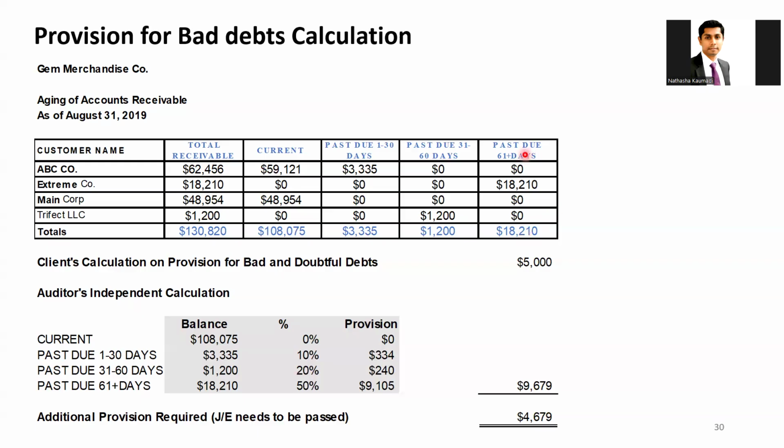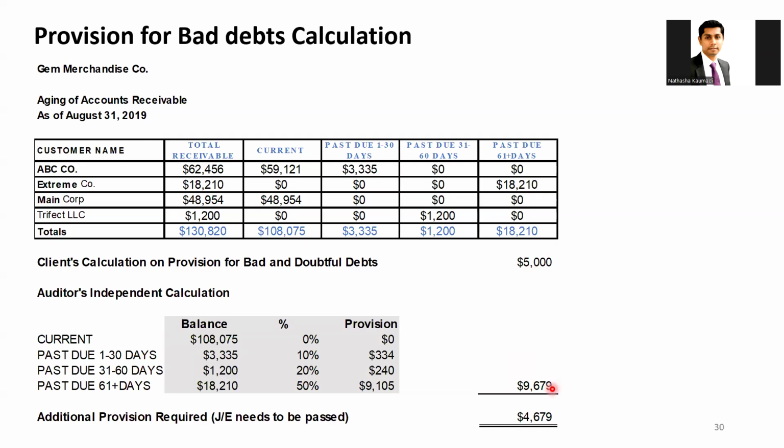18,210, this is the highest risk basket. There's a high tendency that these debtors will not pay the due amounts. That is why we are considering 50% as the provision. So as per your calculations, after considering the reasonableness of these numbers, your allowance is 9,679. But what about the client's computation? The client's calculation on provision for bad and doubtful debts is only $5,000. The client has calculated and said doubtful debts amount is 5,000. But as per our calculation, 9,600.